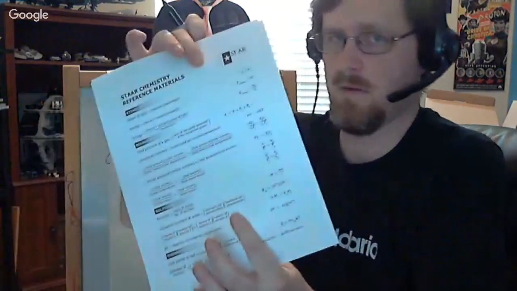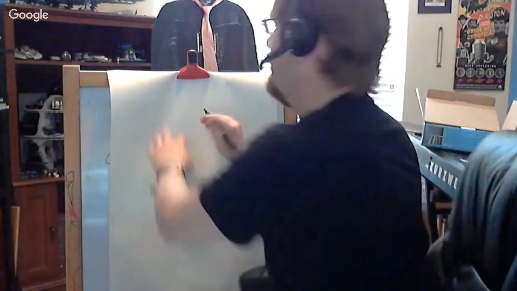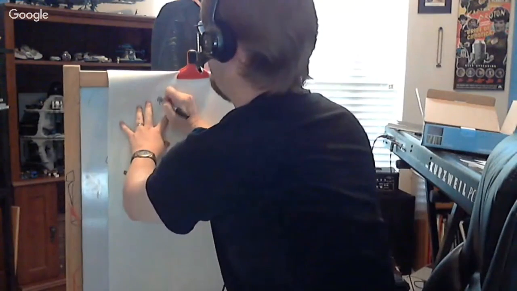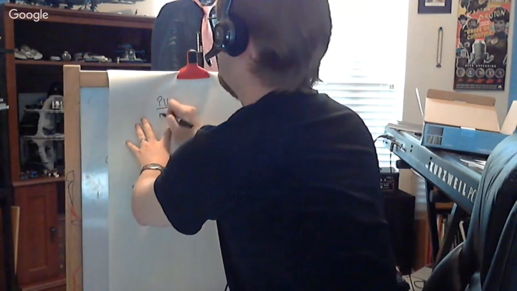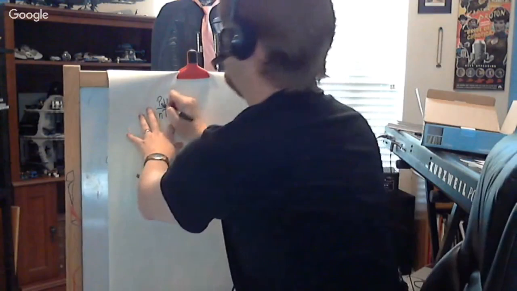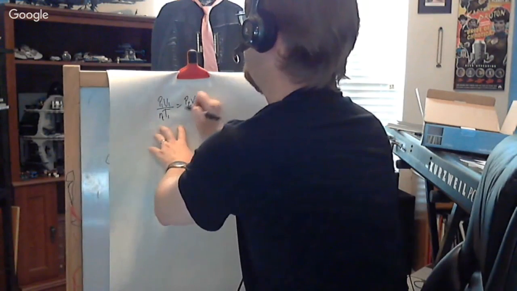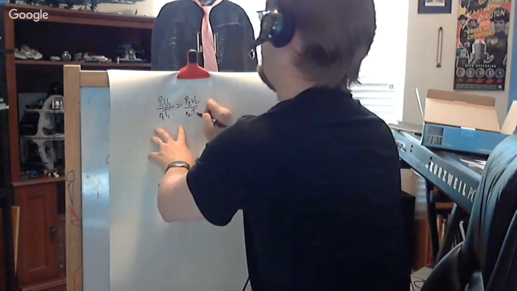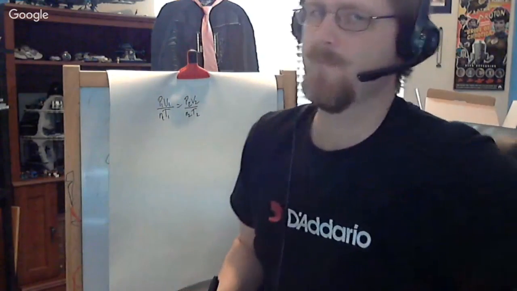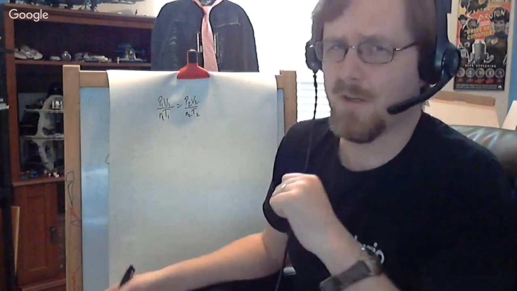When you look at the combined gas law, remember, the combined gas law is on your reference chart, so you don't have to have this memorized. But here is the combined gas law. We've got P over V over N over T. So that's P1, V1, N1, T1 equals P2, V2 over N2, T2. Okay, so here it goes.